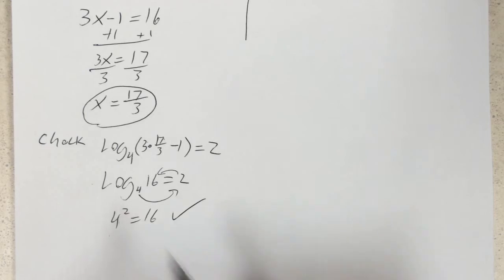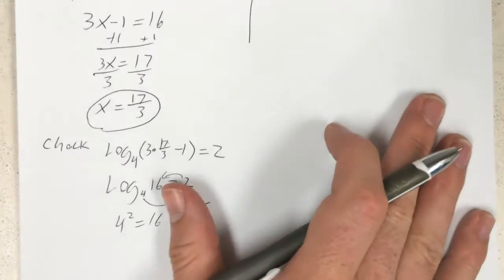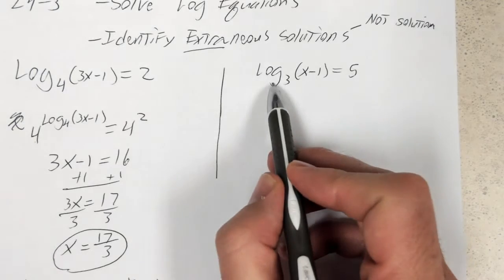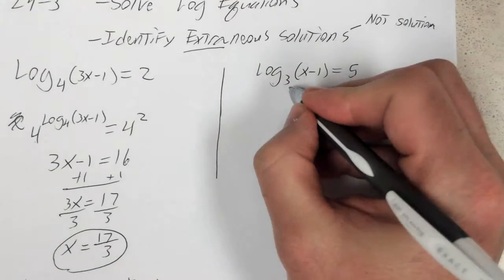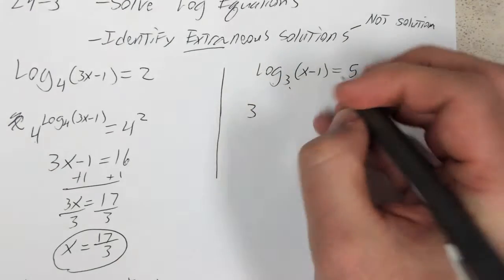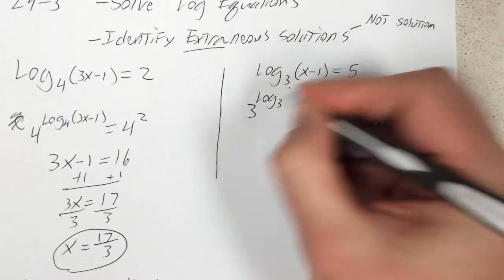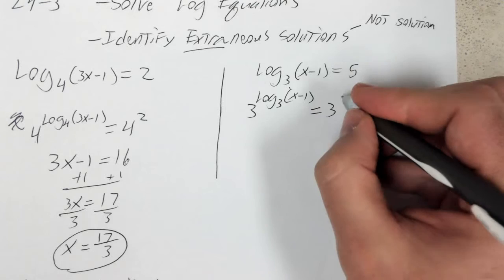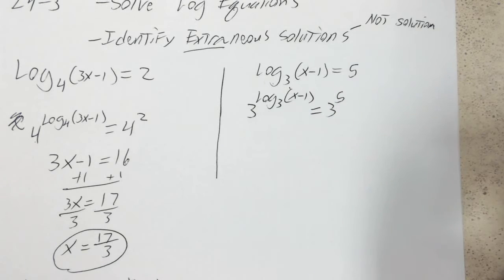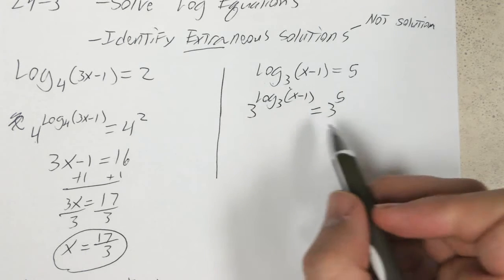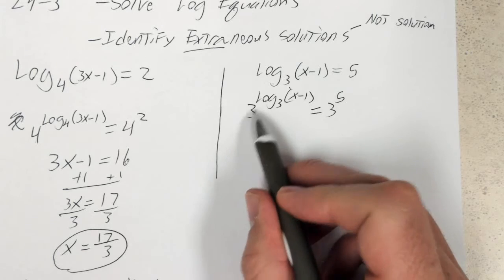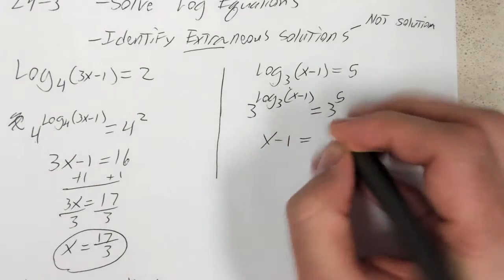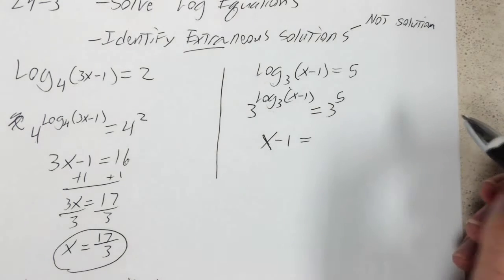Because 4 squared is 16. Alright. We're given the log statement, so we're going to go ahead and take whatever the base is, so 3 to the log base 3 of x minus 1 is equal to 3 to the 5th.